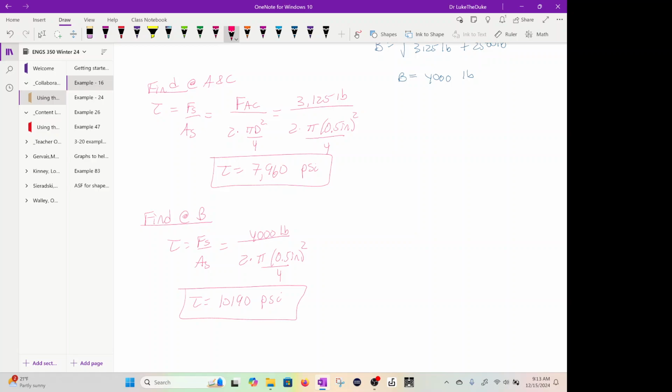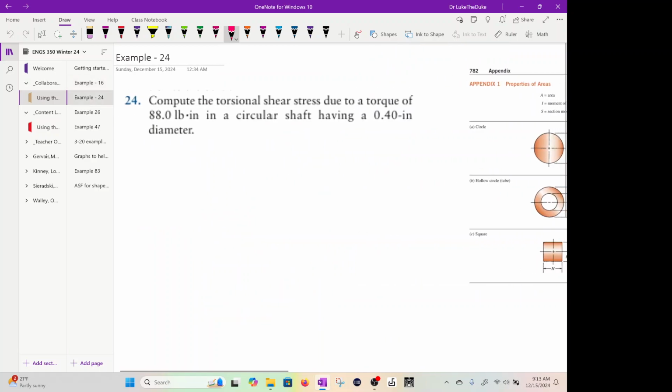Okay. Now let's look at torsion. So example 2.4. Compute the torsional shear stress due to a torque of 88 pound-inch in a circular shaft having a 0.4 inch diameter. All right.